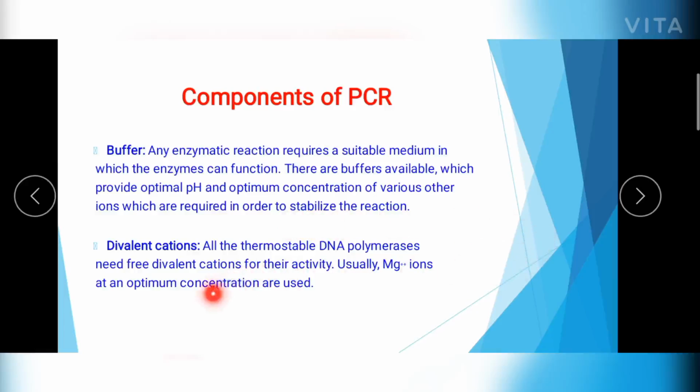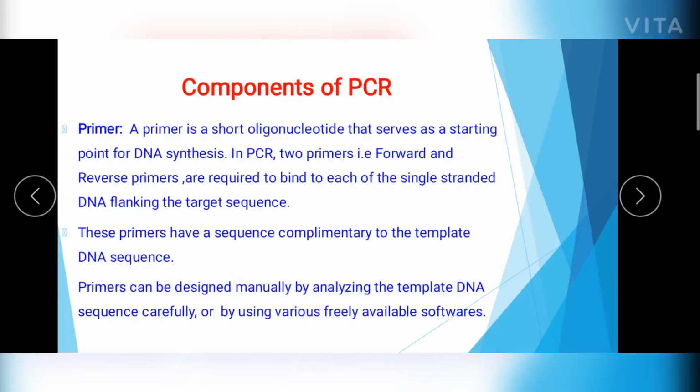The next component used is divalent cations. For the polymerization reaction you require particularly the magnesium ions, and they will be acting as cofactors for the DNA polymerase enzyme.